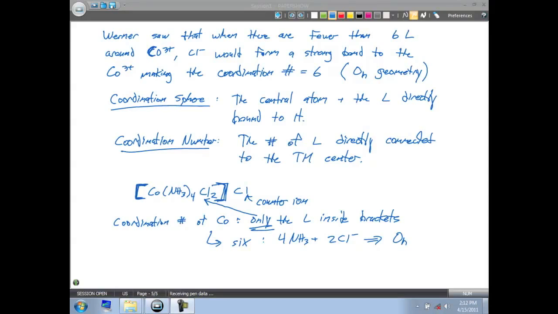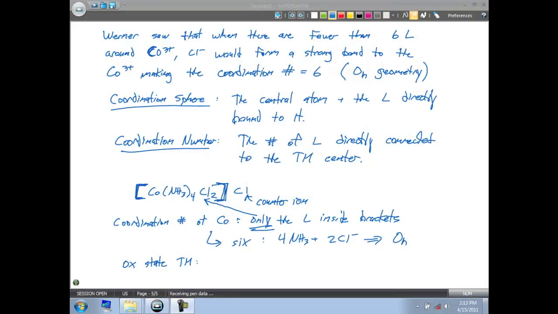Another thing that we can ask here is, typically when I give you a complex like this, I'll ask you for 3 things. The first thing is the coordination number of the transition metal center. We answered that, that was 6. Second thing would be the geometry. In this case, it would be an octahedron. The third thing is we also ask for the oxidation state of the transition metal center.